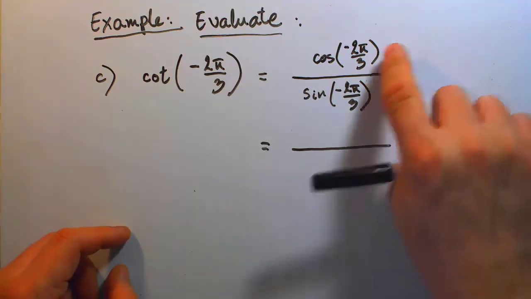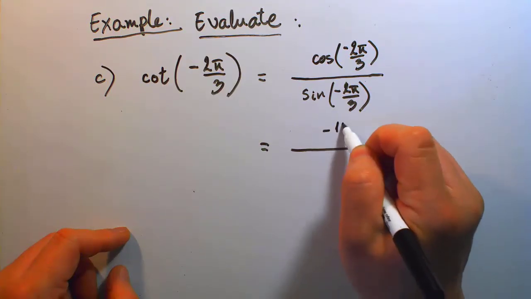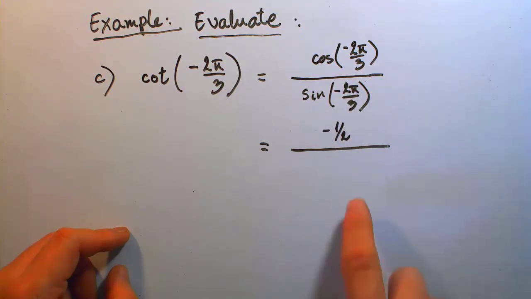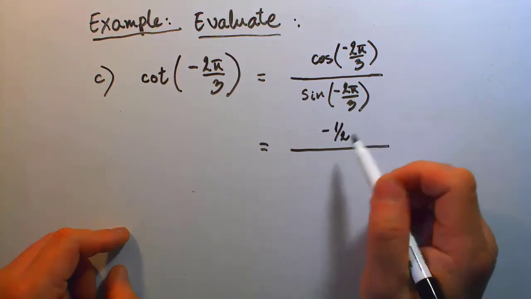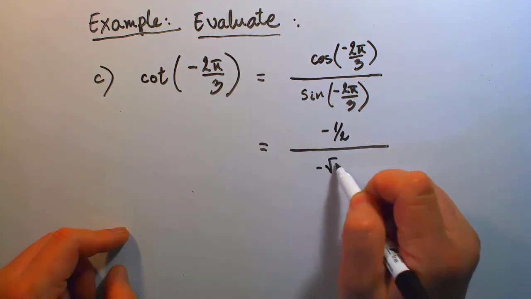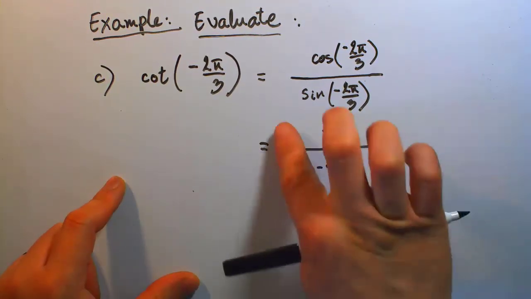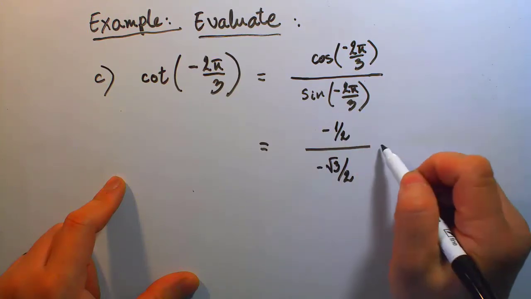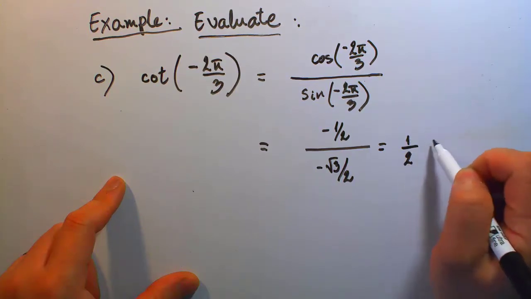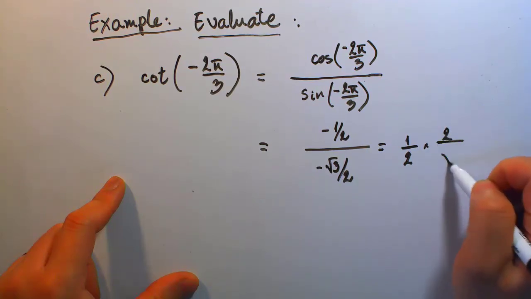Cosine of the angle negative 2 pi over 3 gives me negative 1/2, because the angle negative 2 pi over 3 lands in the third quadrant. And the sine value of that angle is negative square root 3 over 2. Now, once again, let's do some fractions here. Negative cancels with negative, and let's multiply by the reciprocal. So we have 1/2 times 2 over square root 3.